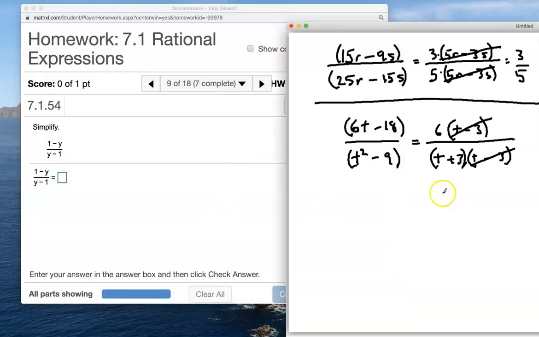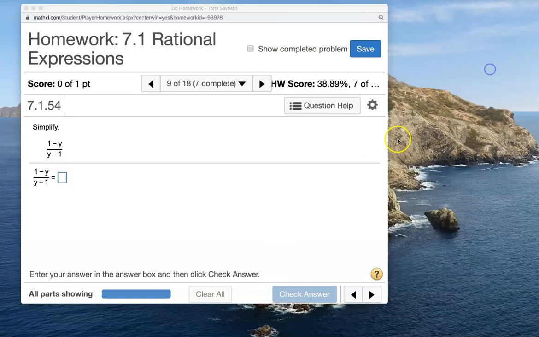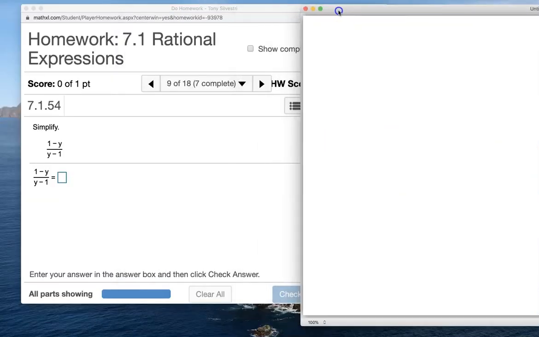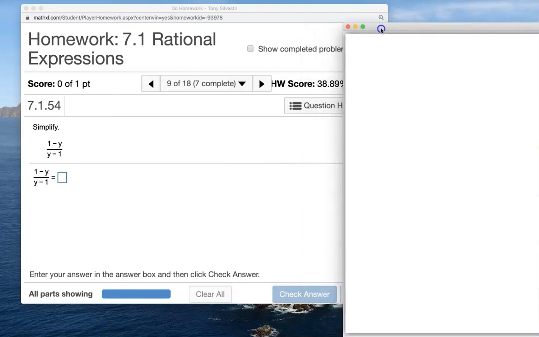Okay. Now I'm going to show you this. There's a little trick to this problem right here. Don't save it. Let's start. File, new. Okay. And let's come over here and write down 1 minus y, and that's a bundle, divided by y minus 1, and that's a bundle.